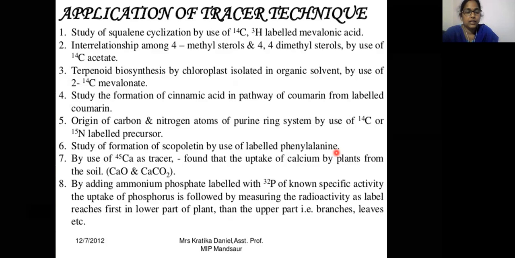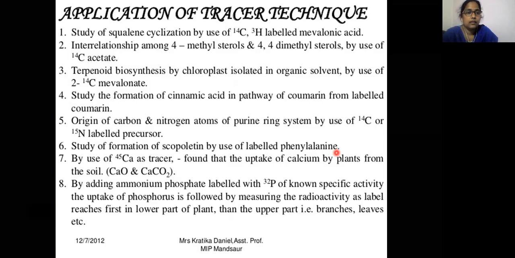So we have seen it is used to establish the sequences. Next, study of squalene cyclization by the use of C14 and tritium labeled mevalonic acid. You can study the squalene cyclization. Here the precursor used is mevalonic acid, so we are labeling this mevalonic acid with the C14 isotope and tritium isotope.